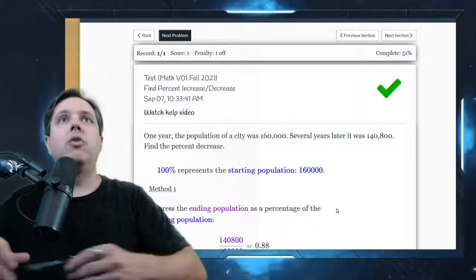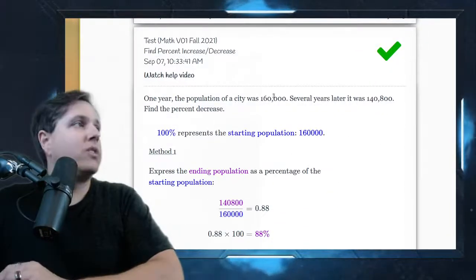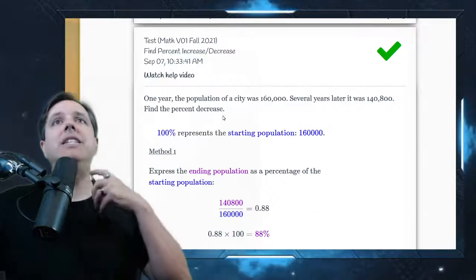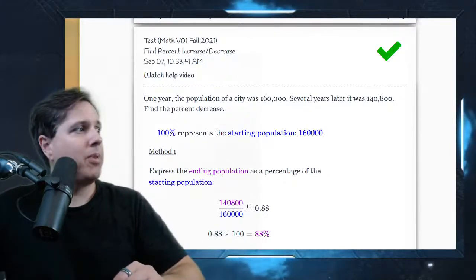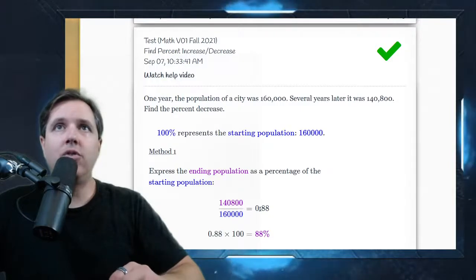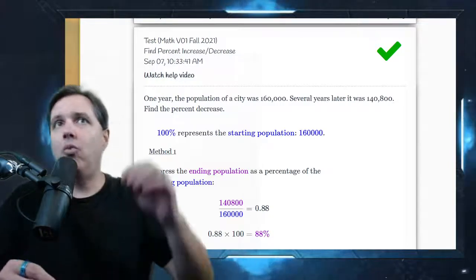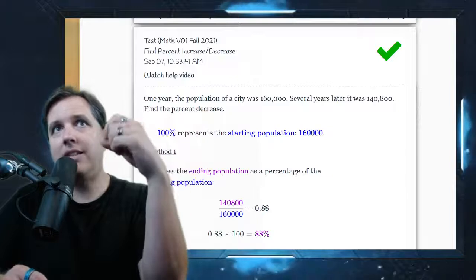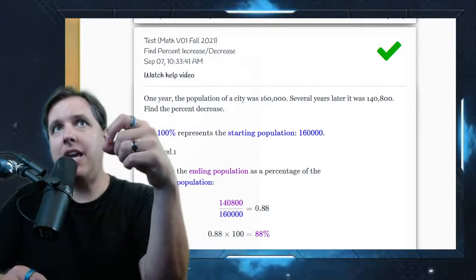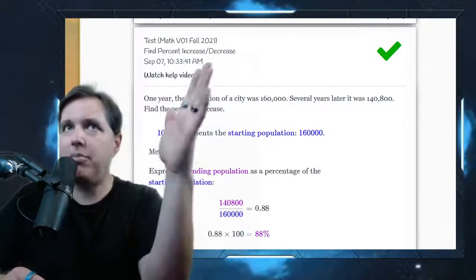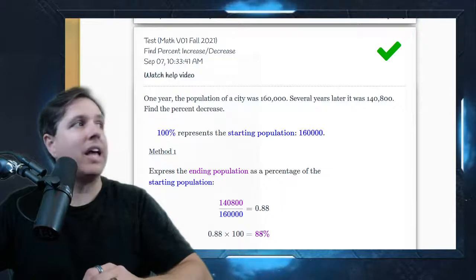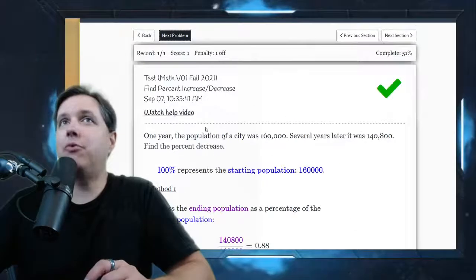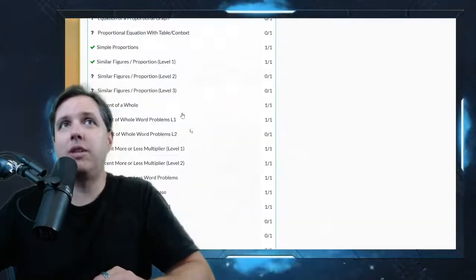There we go. Sorry. So here's the reasoning behind that. One year, the population of a city was 160,000. Several years later, it was 140,800. Find the percent decrease. You take the population and the other population, and you get 88%. When it had 160,000 people, that was 100% of the population, right? So when it's at 140,800, it's at 88% of that total population. That means it decreased by 12% to get there. That makes sense? But you have to read carefully, because sometimes it's going to be an increase problem.